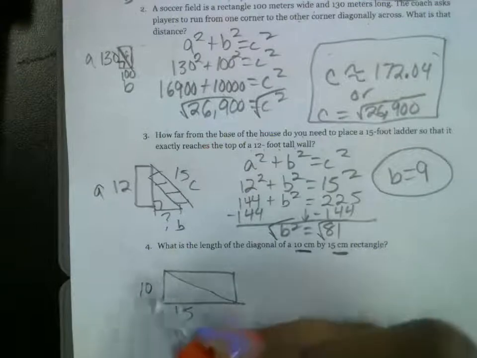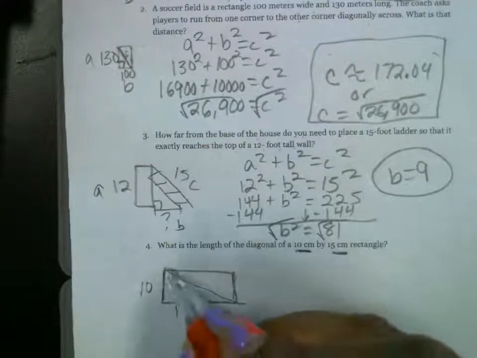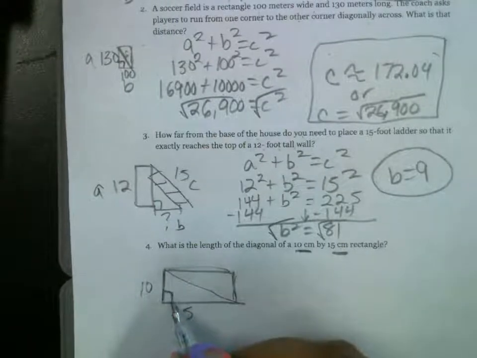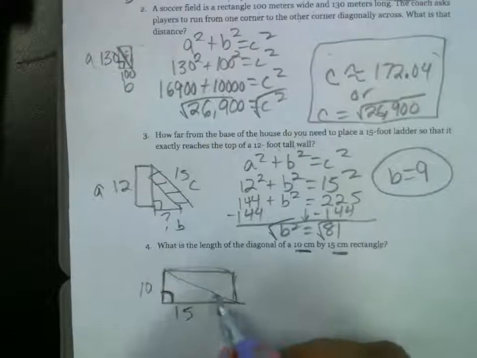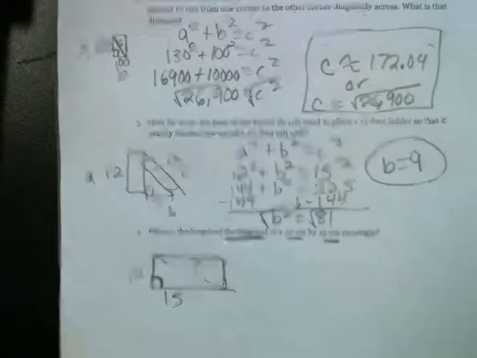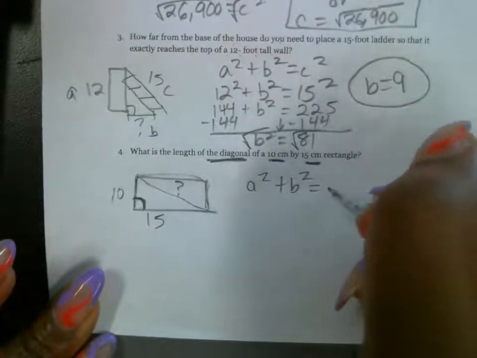Okay, you draw it either way. Either way, if this is 10, this is 10. If this is 15, this is 15. So it doesn't matter which way you want to look at it. This is a right triangle. Okay, this is the side that's missing. They want to find the length of the diagonal. So you are going to use Pythagorean theorem. A squared plus B squared equals C squared.